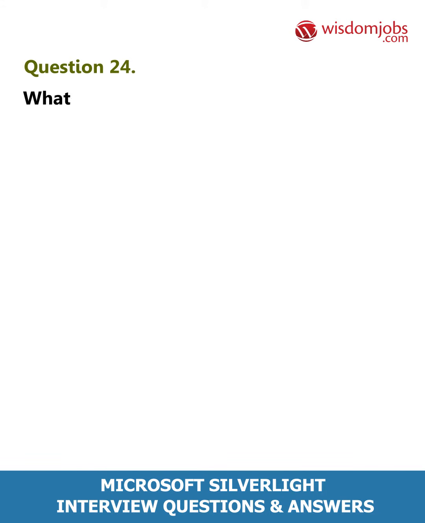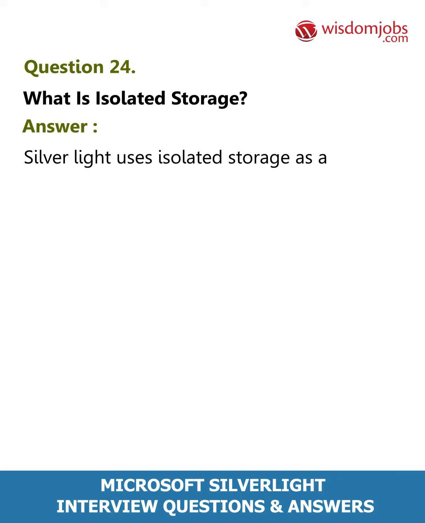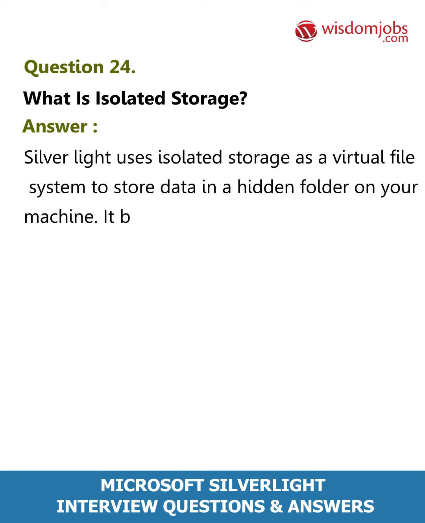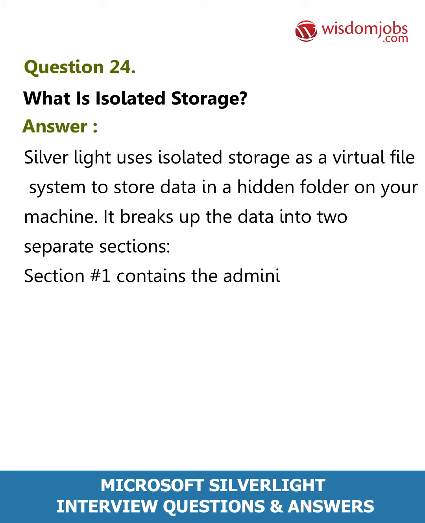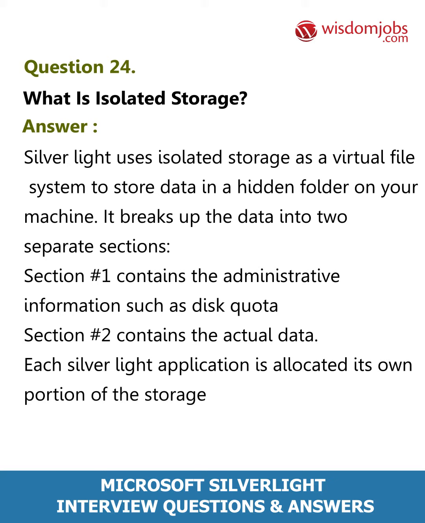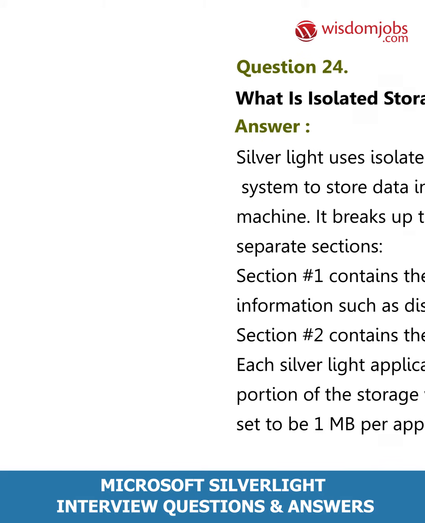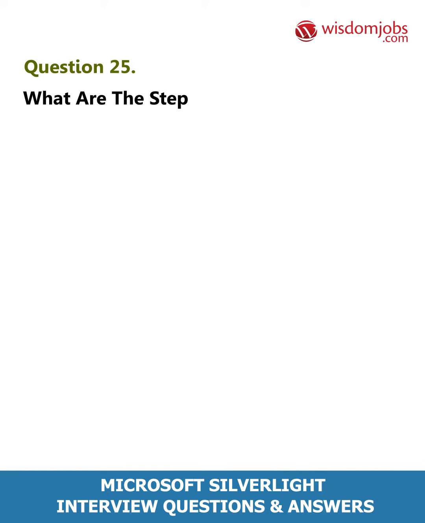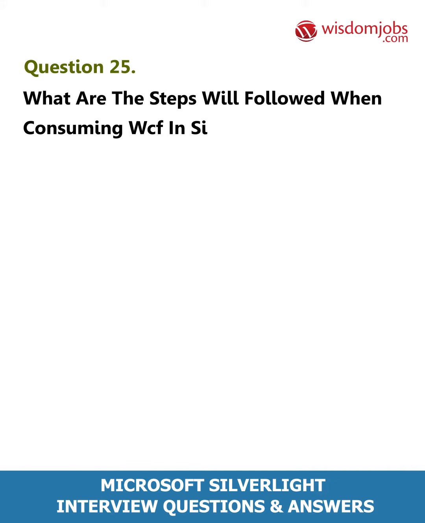Question 24. What is isolated storage? Answer. Silverlight uses isolated storage as a virtual file system to store data in a hidden folder on your machine. It breaks up the data into two separate sections. Section number 1 contains the administrative information such as disk quota. Section number 2 contains the actual data. Each Silverlight application is allocated its own portion of the storage with the current quota set to be 1 MB per application.